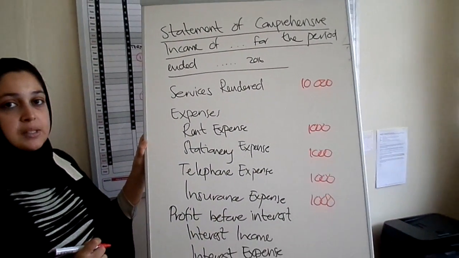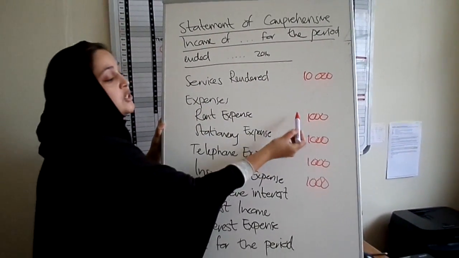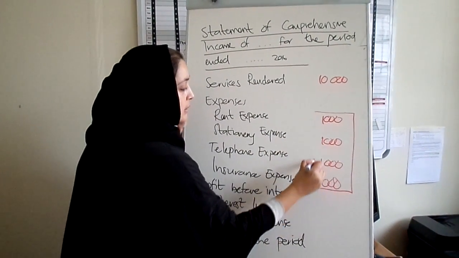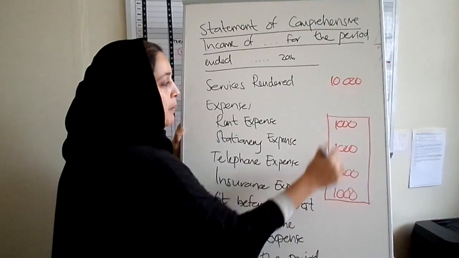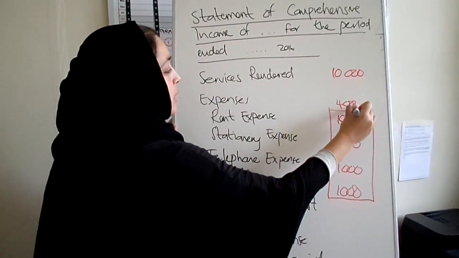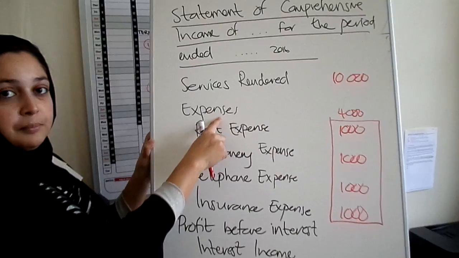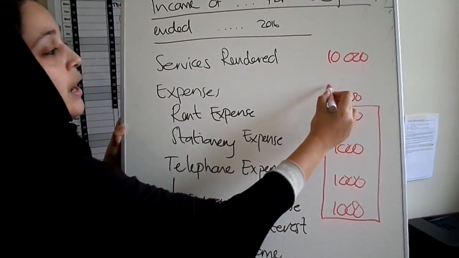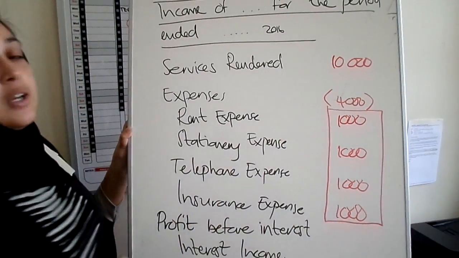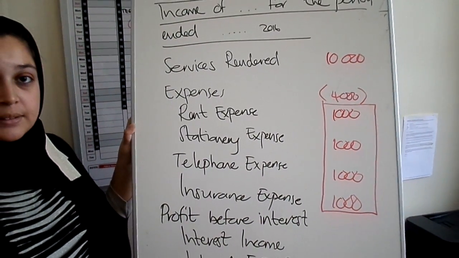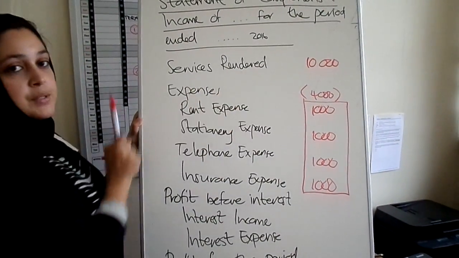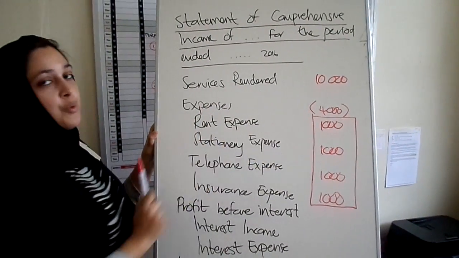You've listed each of your expenses. Once you're done listing your expenses, you need to put a block around it, add it up, and put the total next to the word expenses. So 1,000 times 4 is 4,000. And it needs to go into brackets because you're going to be subtracting it. So far what you've got is services rendered of 10,000 and expenses of 4,000.